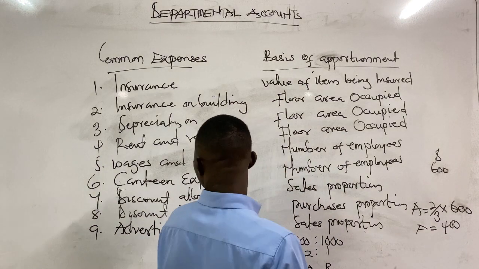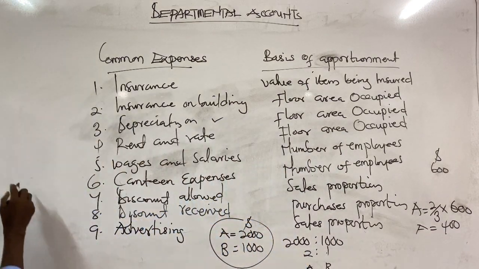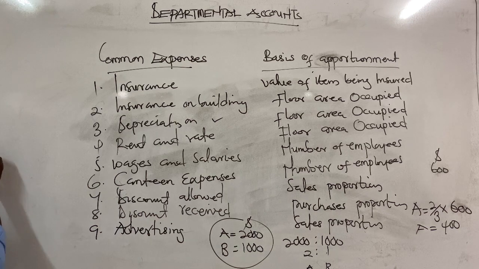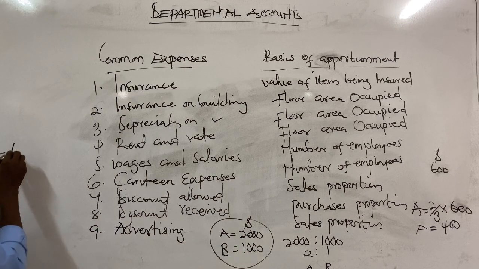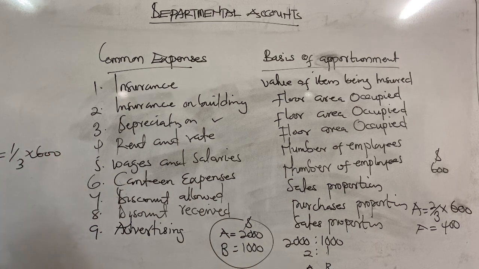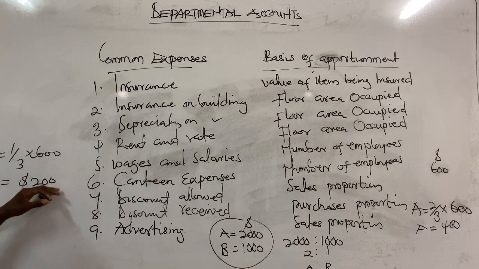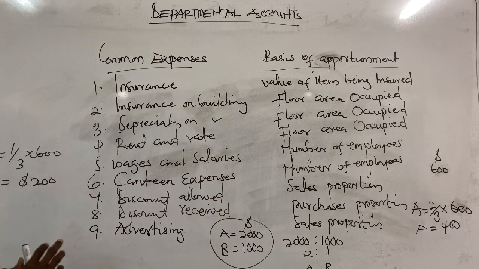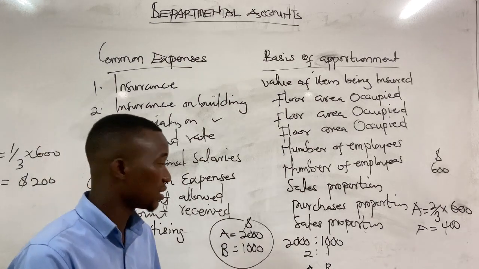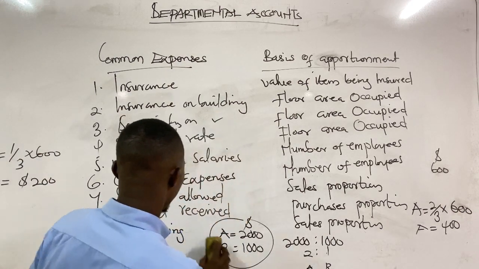When we come to department B, the ratio will be 1 out of 3 multiplied by the $600. That is going to give us $200 as advertising cost for department B. So this is what I talked about: the sales proportion, purchase proportion, and others.